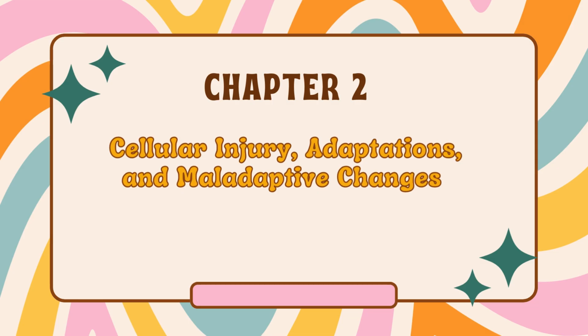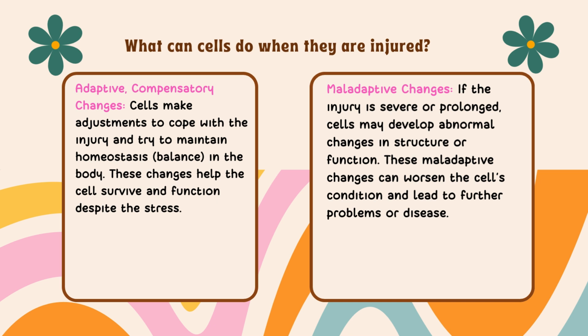Now we're moving on to chapter 2. So, when cells are injured, what can they do? Adaptive changes are basically the good changes, and they try to adjust and cope with the injury. And maladaptive changes are not the so good changes. The cells become abnormal, they get abnormal changes, and it can worsen the cell's condition.